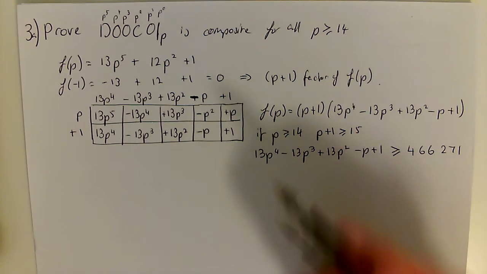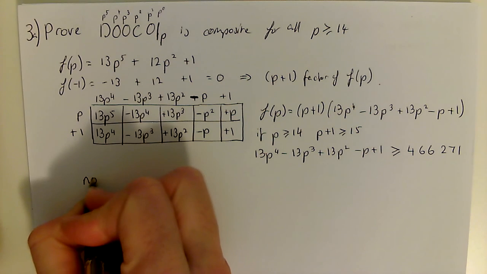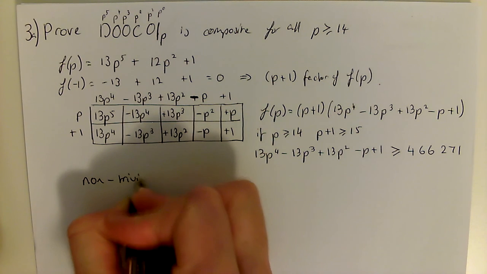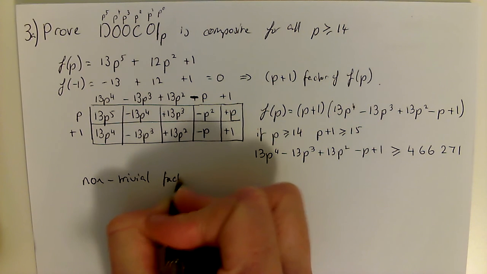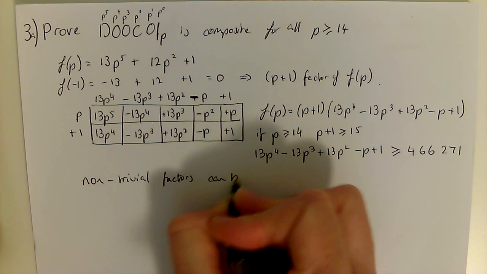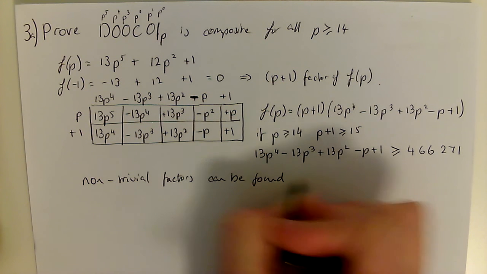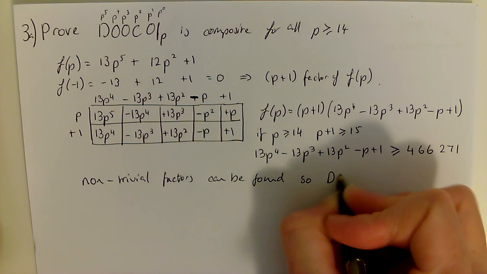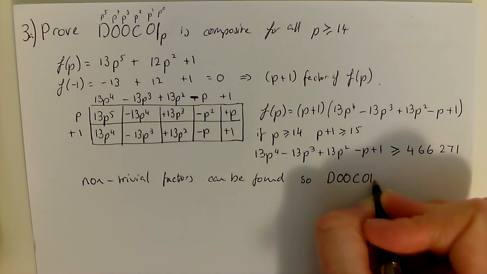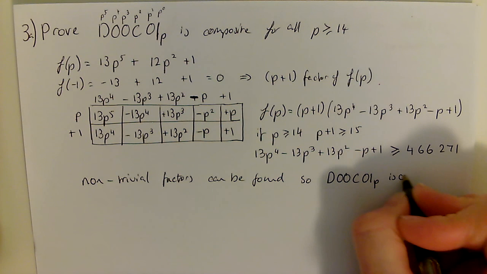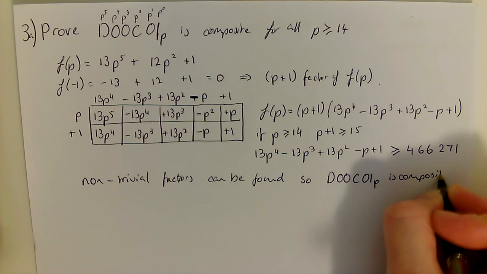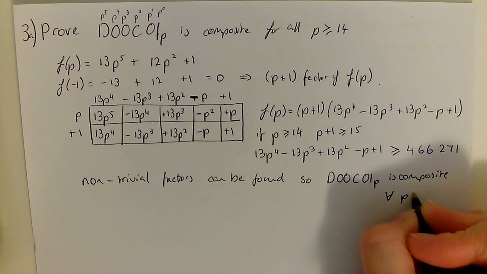So conclusion: non-trivial factors can be found. So D00C01 base p is composite for all p greater than or equal to 14.